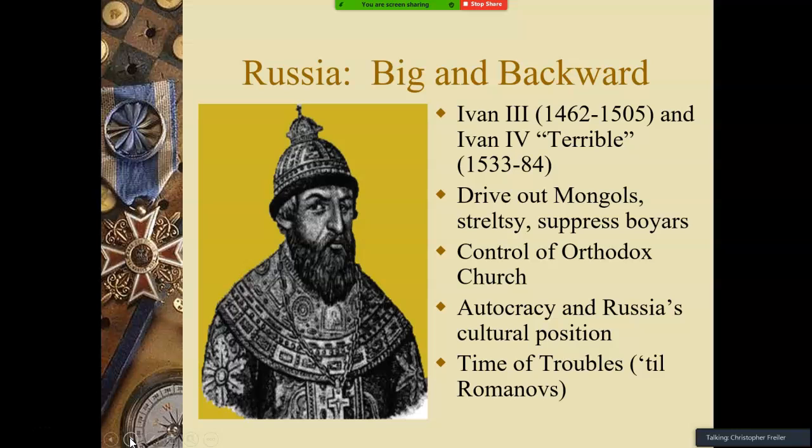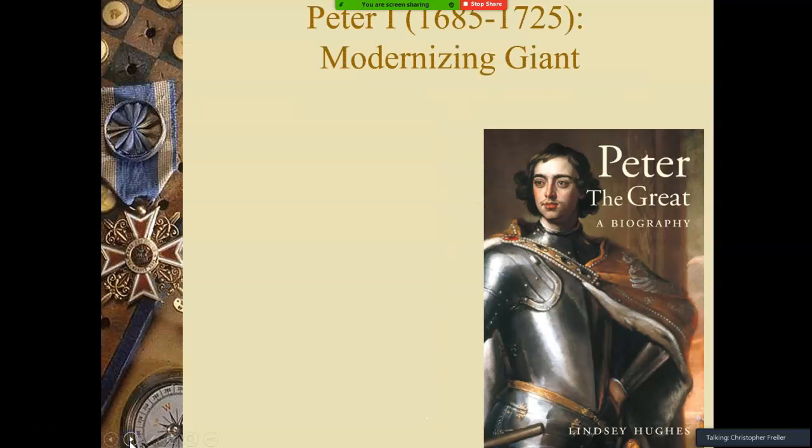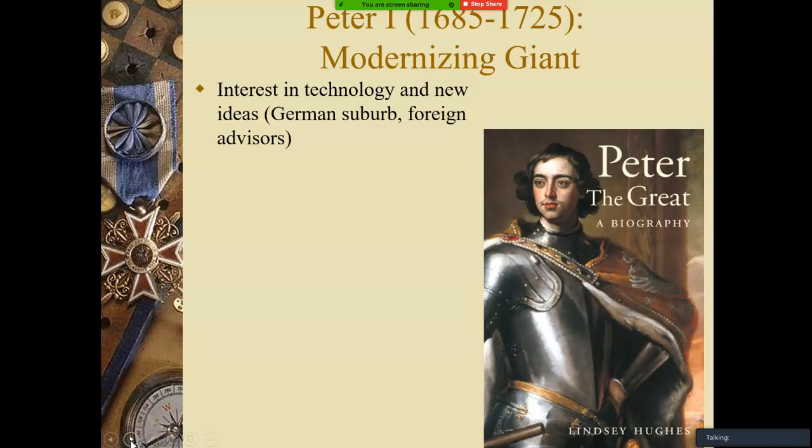Ivan the Terrible killed his son in a fit of rage, plunging Russia into the Time of Troubles, which lasted until the Romanov dynasty was established in 1613 with Michael Romanov. Okay, so you had several rulers of Russia until we get to Peter the Great. So Peter was the one who really dragged Russia kicking and screaming into the modern age. By the way, Peter literally and figuratively towered over his people because he was 6'9".